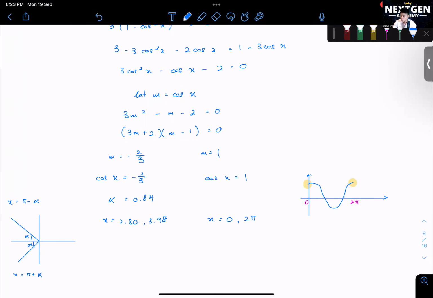However, what did they say in the question? Your x value is only from 2 to 4. So this one, reject. Okay, so your only answer is this one. You cannot leave the answer there.